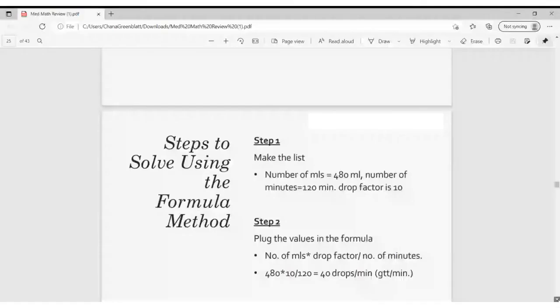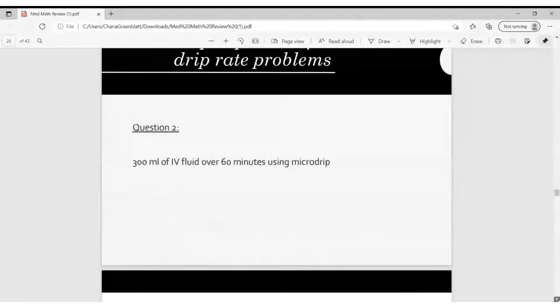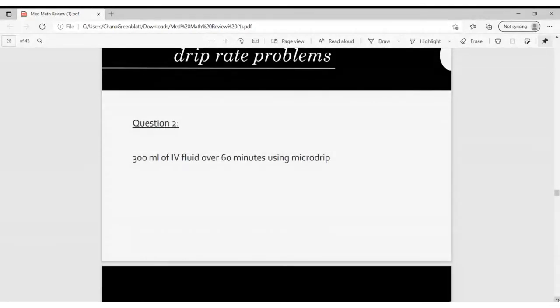Okay, so we did all that. Alrighty, here is the next question. Try to plug it in on your own and then type in the answer and we'll briefly go over it.